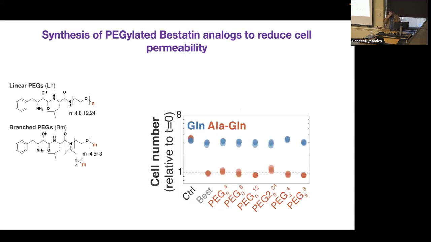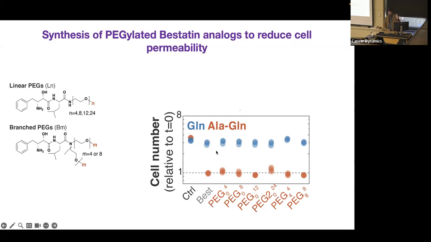So what we did is we took bestatin, this aminopeptidase inhibitor, and we added some relatively long pegylated chains. The idea was that we would make this small molecule cell impermeable, because the PEGs are very charged and long and big. So hopefully, if this inhibitor still works, it means it's working extracellularly.